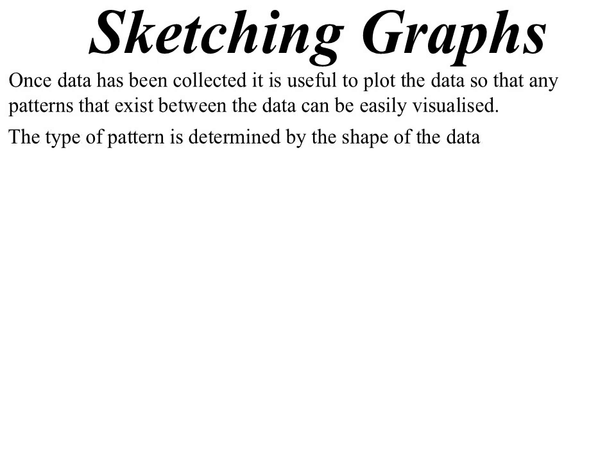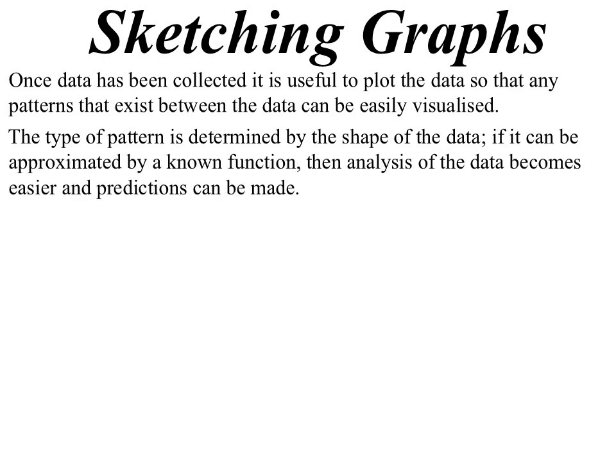The type of pattern is determined by the shape of the data. Straight line, linear function, and so on. If it can be approximated by a known function, then great. Analysis of that data becomes real easy because we can just get the equation of that function and sub information in, make predictions and so on.